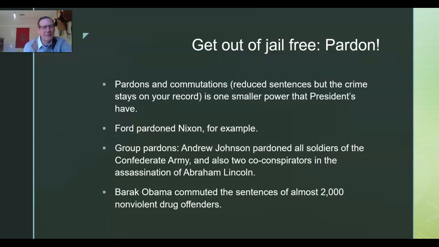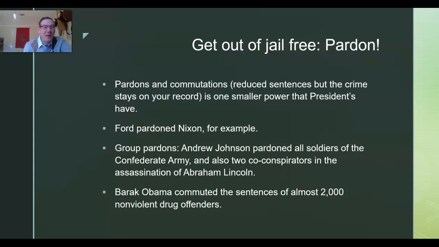Famous pardons through history. Gerald Ford, who took over after Nixon resigned. He would have been impeached. Ford pardoned Nixon, and Nixon hadn't even been brought up on any charges yet. Ford just said, look, blanket pardon to Nixon for any crimes that he might have committed in the Watergate scandal. I'm just saying, you're not going to be prosecuted for it.